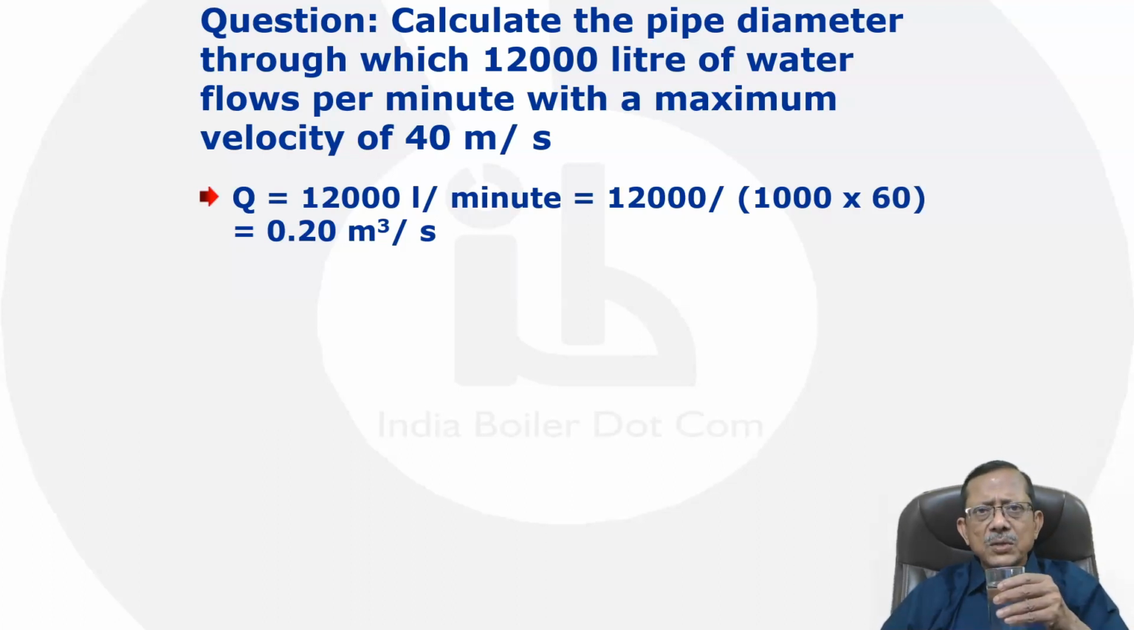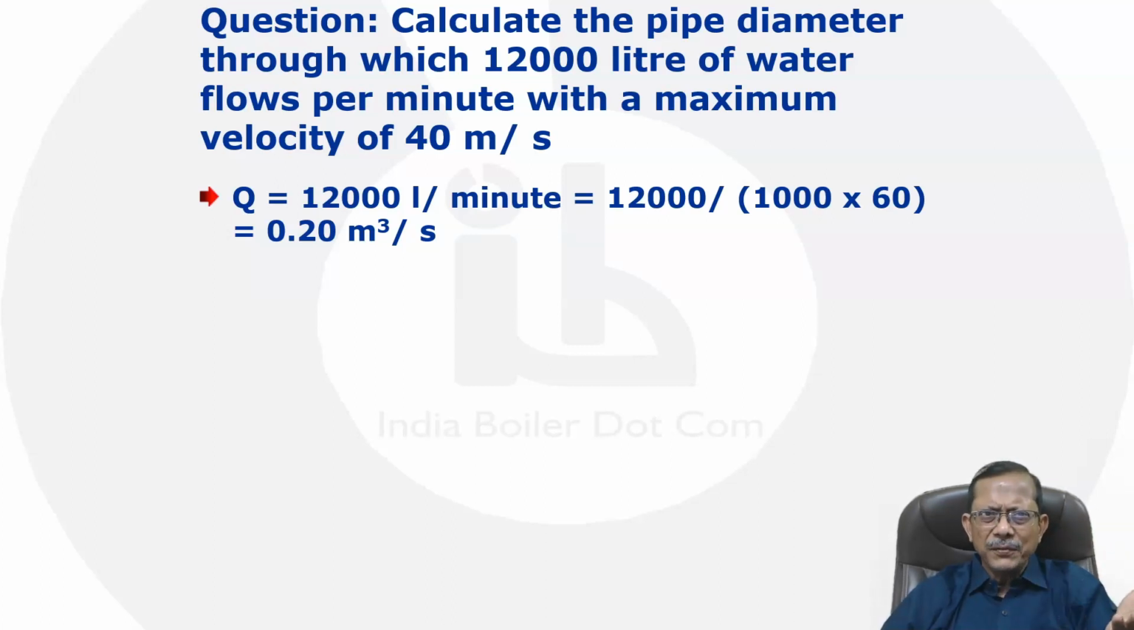So I have to first change the volumetric flow from 12,000 liters per minute. Now 1,000 liters is 1 meter cube, I think all of us know, and there are 60 seconds in a minute. So I divide this by 1000 into 60. I get 0.20 meter cube per second volumetric flow.